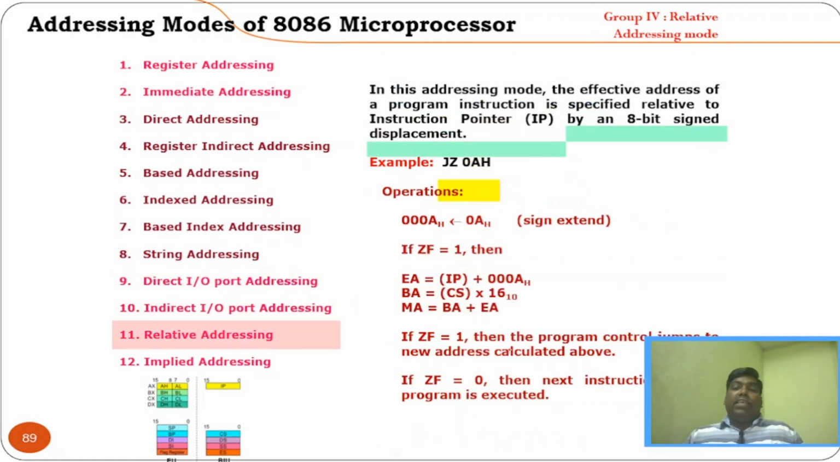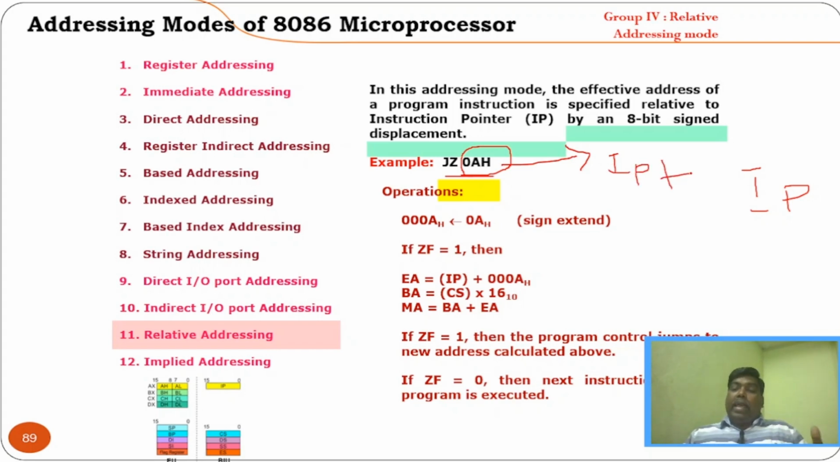And what is relative addressing, right? Even here you will have some displacement value, right? It will be an 8-bit displacement value, but here the base value will be the instruction pointer, right? So this effective address will be calculated with respect to the instruction pointer. You can see here JZ 0AH. This is relative addressing where 0AH is the displacement value, which has to be added with the instruction pointer, which will give you the effective address.